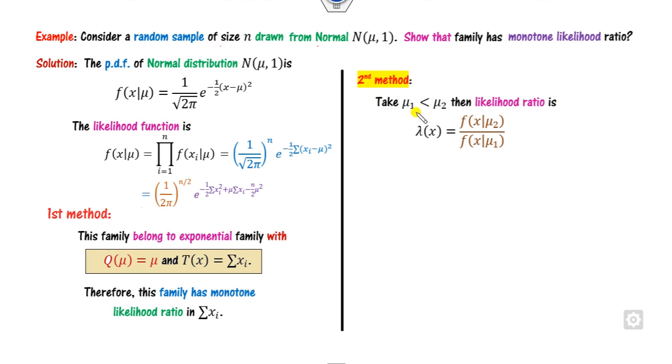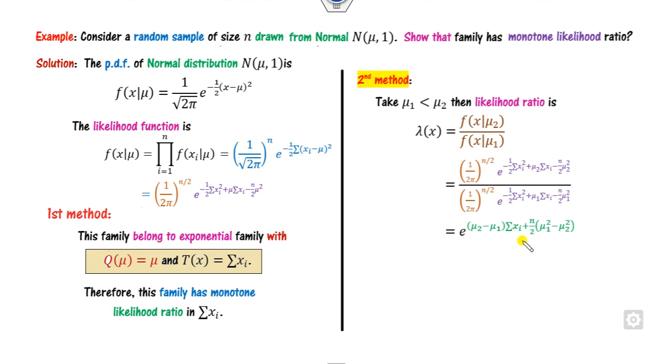Second method is, you can start from here. You can consider mu1 is less than mu2, and you can define the ratio. So what is the value of the f? You can substitute this value. This part will be cancelled out. I can take exponential common. So you can see this part will also be cancelled out when you take it in the upside. So you can write it here.